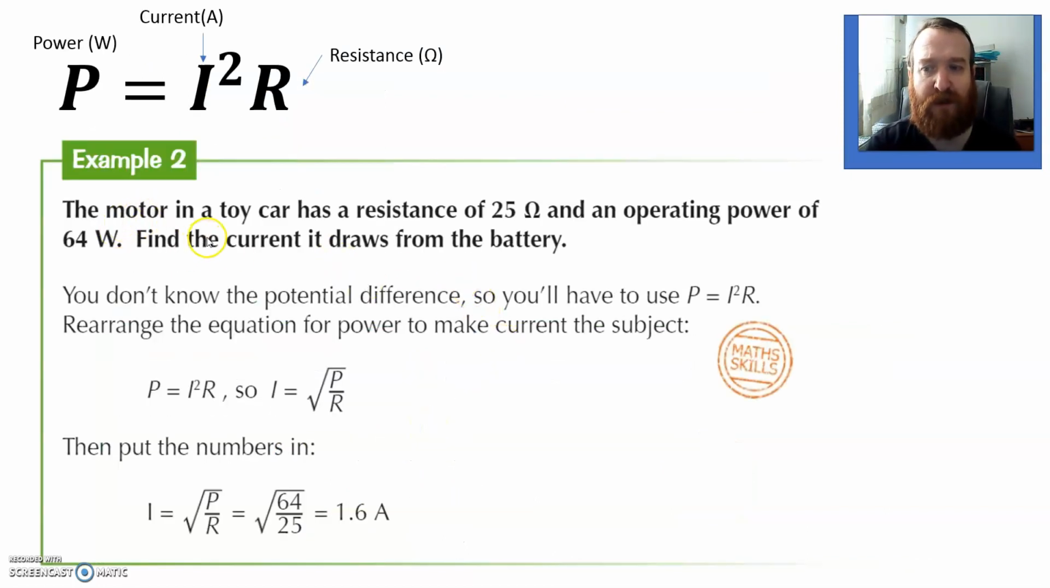The next one is a little bit more tricksy. This one, I've got a motor, and it's got an internal resistance of 25 ohms and operating power of 64 watts. I need to find the current it draws from the battery. This I need to rearrange. So I know that P equals I squared R. I rearrange: I equals the square root of P divided by R. I put those numbers in. I get the square root of 64 divided by 25, which equals 1.6 amps.